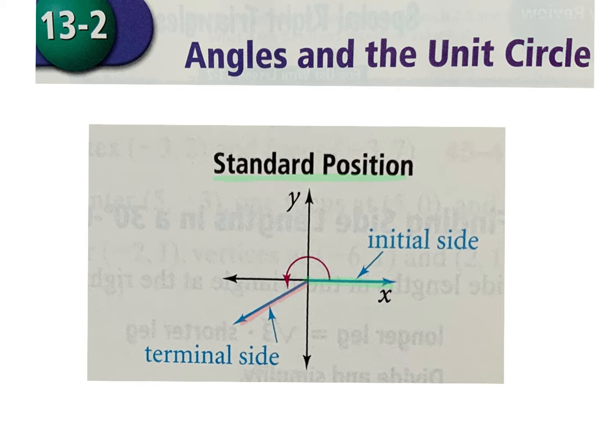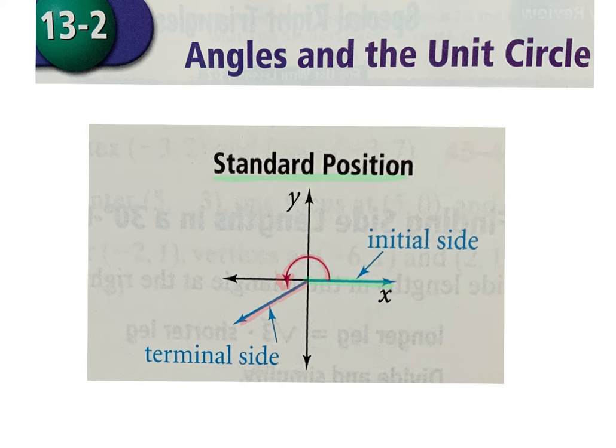The terminal side can end anywhere on the coordinate plane. It always moves counterclockwise in standard position. So if you have a positive angle, you're going to start here and move around until you end, all right?